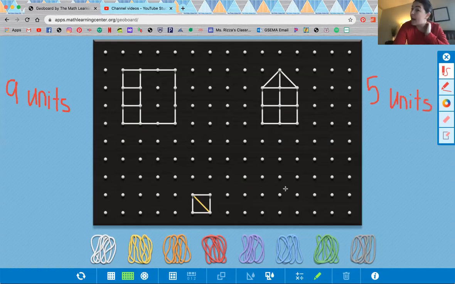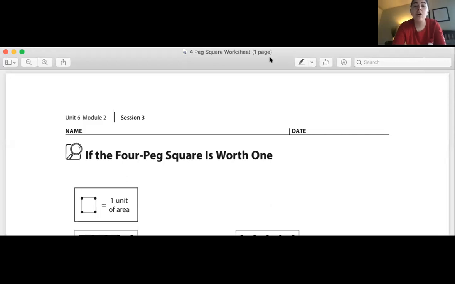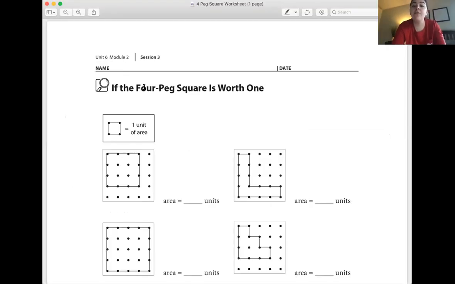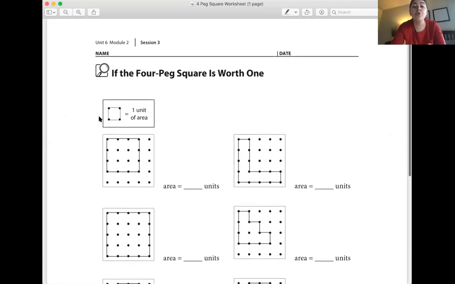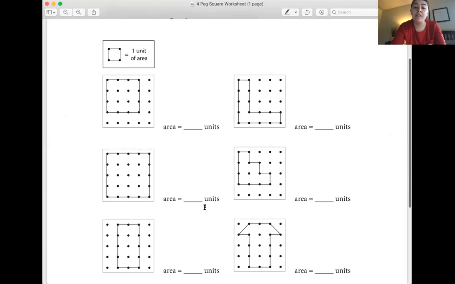So this is what your activity is going to be today. I am going to share that screen with you. This is your activity for today. It's called If the 4-Peg Square is Worth 1. On the grid that I shared with families for all the activities for the week, and on Dojo, you'll probably notice it's just called 4-Peg Square. This is just a very long title. It shows you up here that each one of these 4-peg squares is equal to 1 area unit. And your job is going to be to figure out the area of these different shapes.